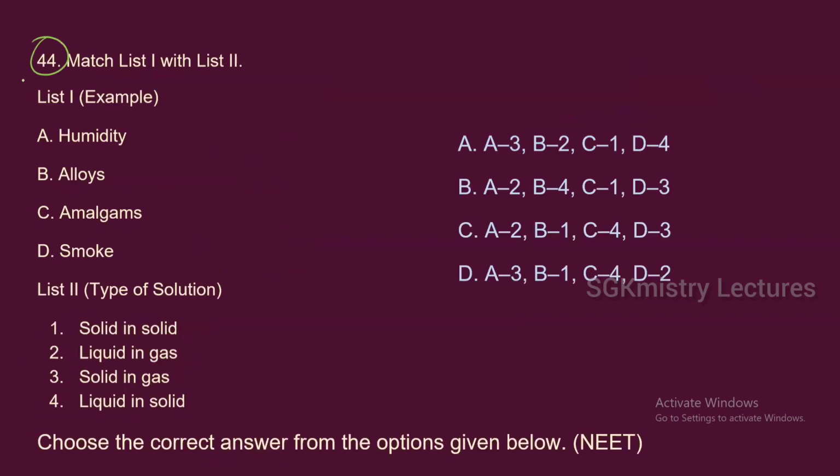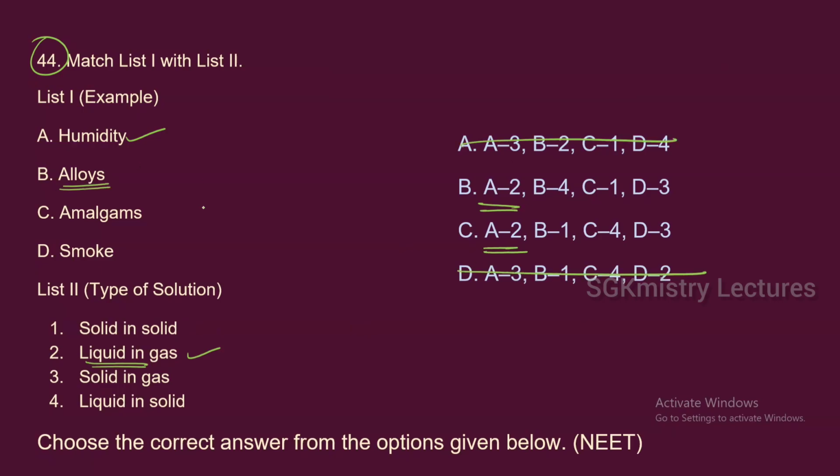Next, question number 44, match list 1 with list 2. In case of humidity, look at the various types of solutions they have mentioned. Humidity is where the liquid is dispersed in the air, or in the gas. So we have liquid in gas. So for A, we have 2. So I can easily remove option A and option B.